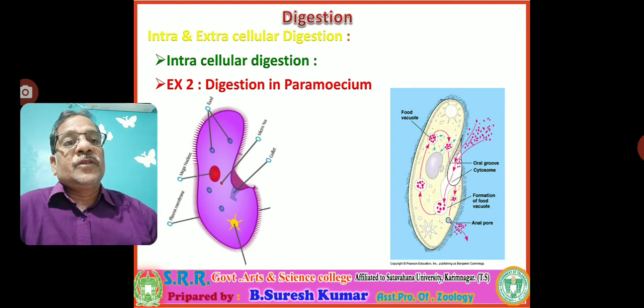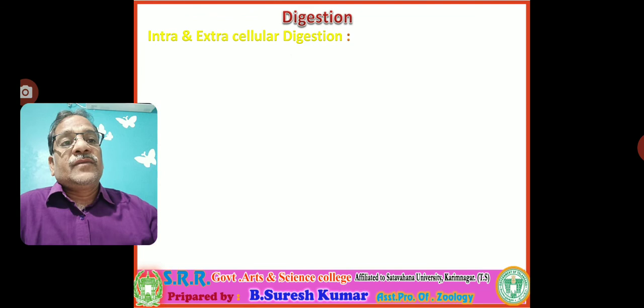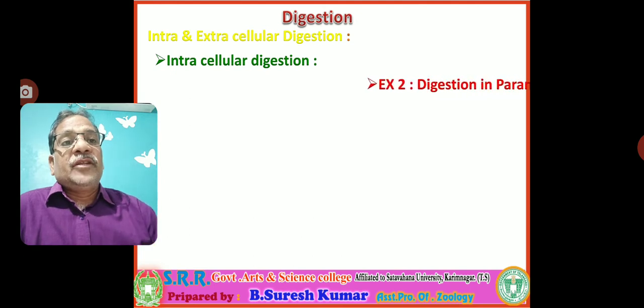You observe this visual, the pink color particle represents the food particles. They are going to be trapped into the oral groove, cytostome, cytopharynx, and then prominent food vacuoles are produced. That food vacuole undergoes digestion in the cytoplasm. So, intracellular digestion. You observe this visual, it clearly explains the intracellular digestion phenomena in paramecium.